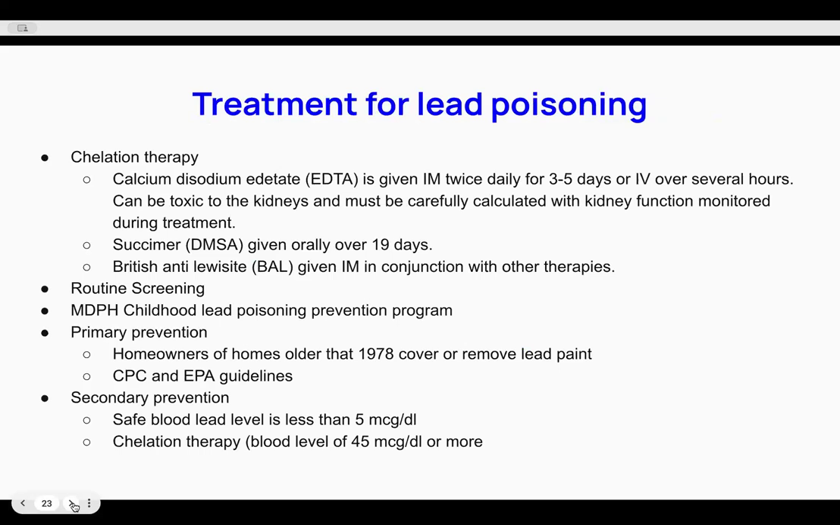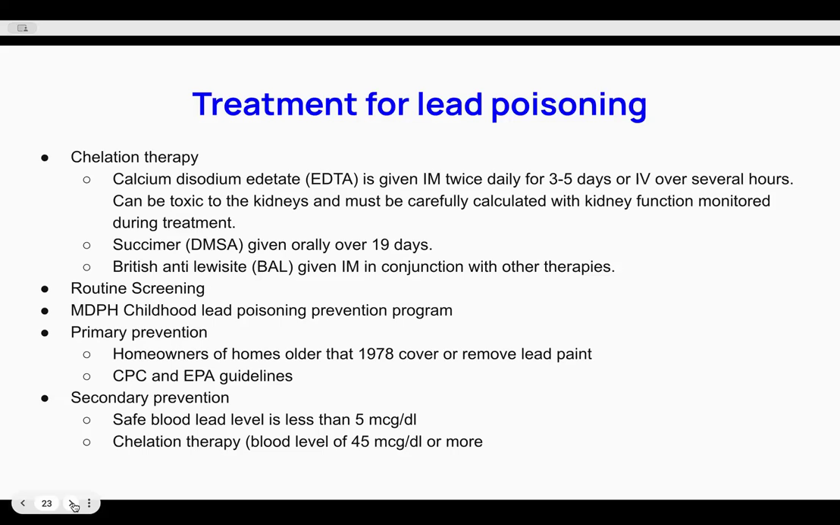Treatment includes chelation therapy, and these are the different types of medications. EDTA is given IM twice daily for 3 to 5 days, or it can be given IV over several hours. It's important to remember that this can be toxic to the kidneys, so we have to carefully calculate the dose and monitor kidney function during treatment. DMSA is an oral medication that is given over 19 days. And then BAL is usually given in an IM form, in conjunction with one of the other therapies. And then we're always doing routine screening.